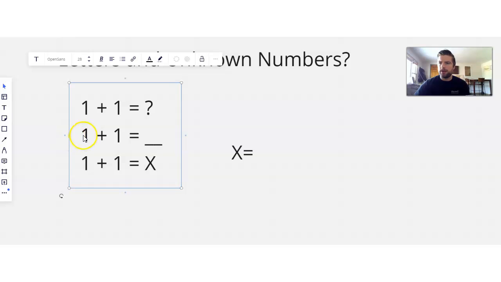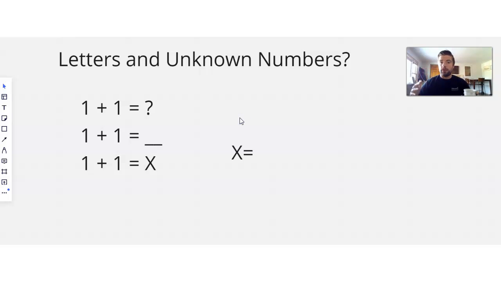Sometimes we see another way to write it. We have a problem like 1 plus 1 equals blank. Really, these two are asking the same exact thing. In one part, the unknown is represented by a question mark. And in this one, the unknown number is represented by a blank. And we all know how to just fill in that blank with the correct number.